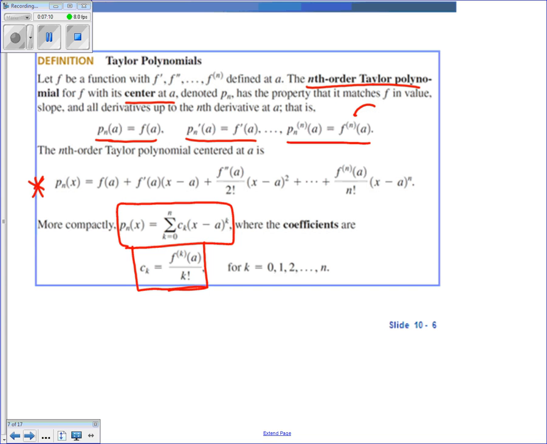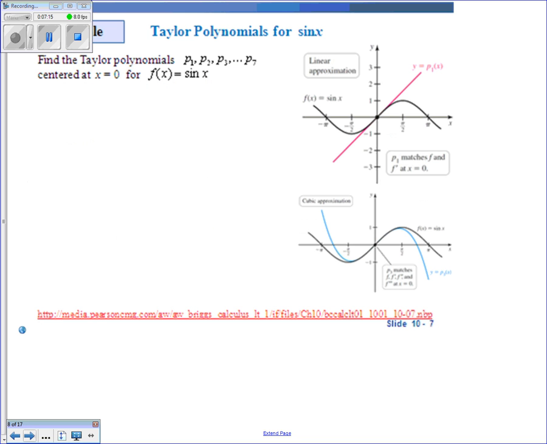Okay? So now that is the Taylor polynomial. So let's see if we can construct a Taylor polynomial. I want to find the first order polynomial, the second order polynomial, up to the seventh order, p sub 7, for the function f of x equals sine of x. So I'm looking at the sine function over here in black, and I want to center it at 0, so I don't have to worry about x minus anything, it's just x.